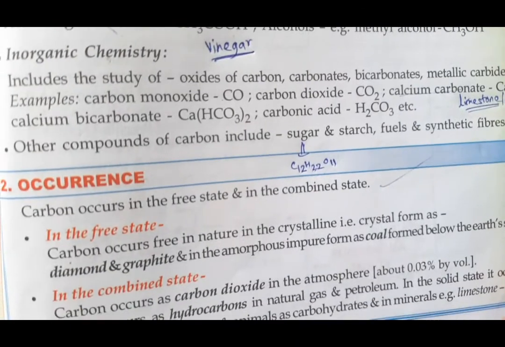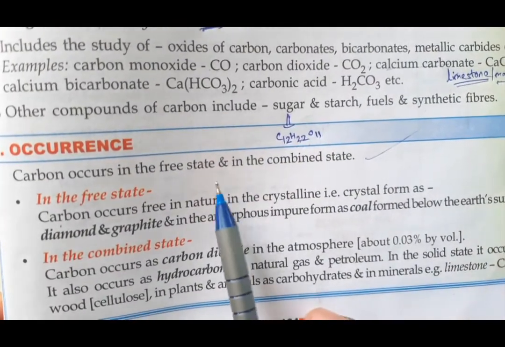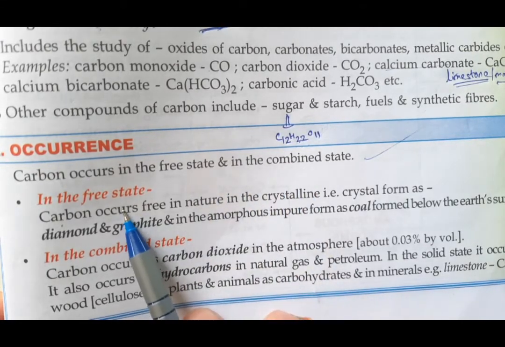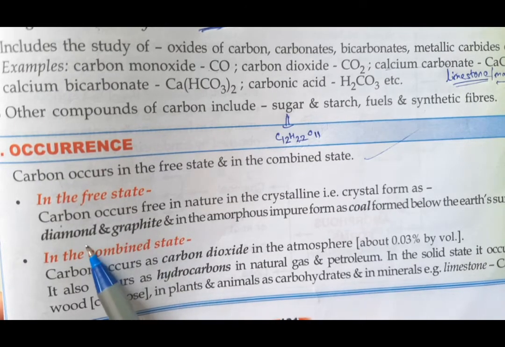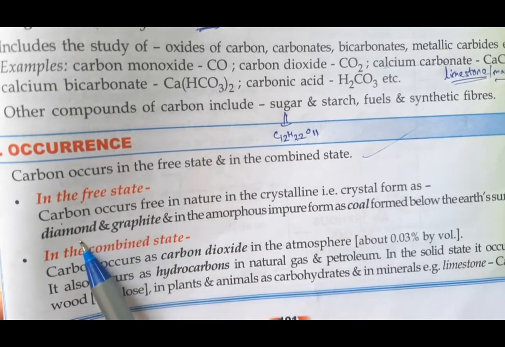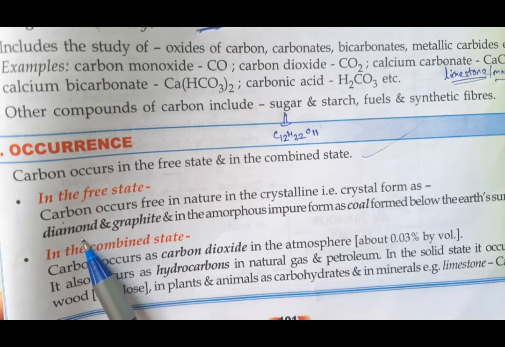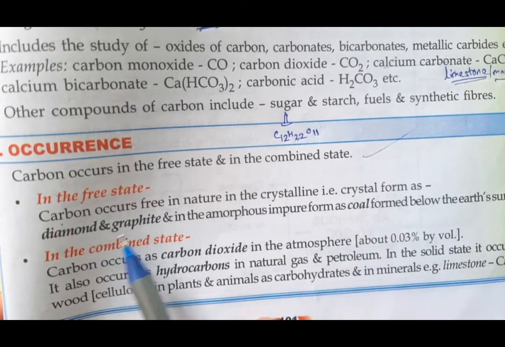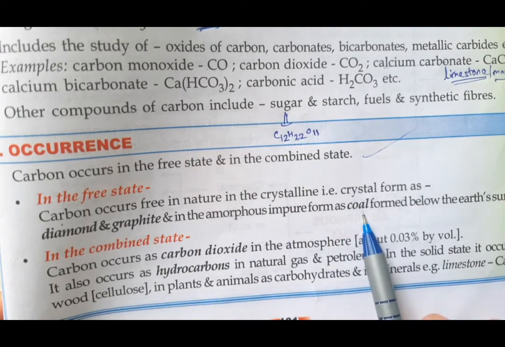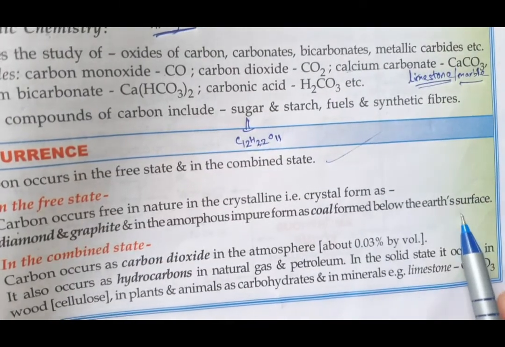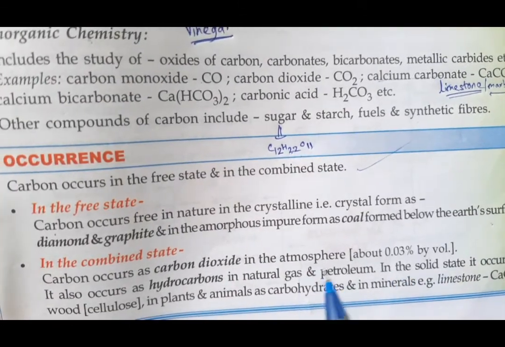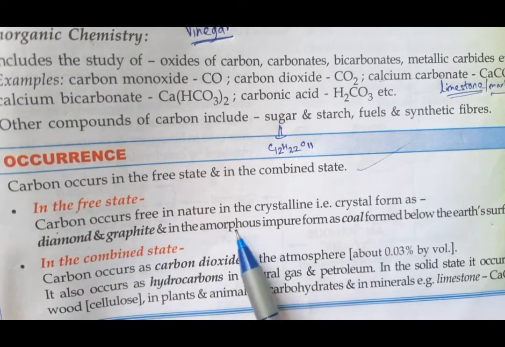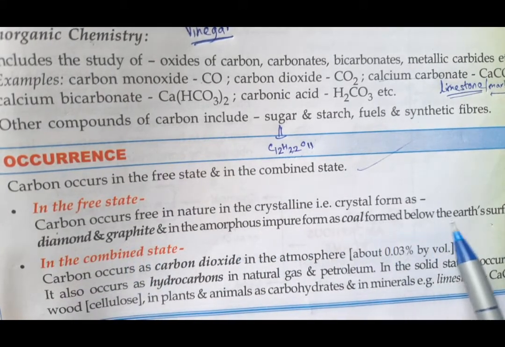Now, we will see other occurrences of carbon. Do remember, carbon exists in a free state as well as in a combined state. In the free state, carbon exists in the forms of diamond and graphite. The formula of diamond is also C, that is carbon. The formula of graphite is also C, because both are crystalline forms of carbon. Whereas the amorphous form of carbon is coal, which is formed below the Earth's surface. So in crystalline form, it's diamond and graphite, and in amorphous form, it's coal.